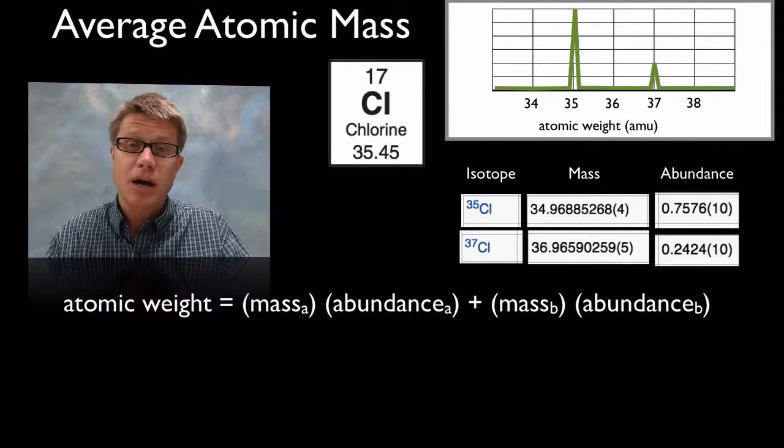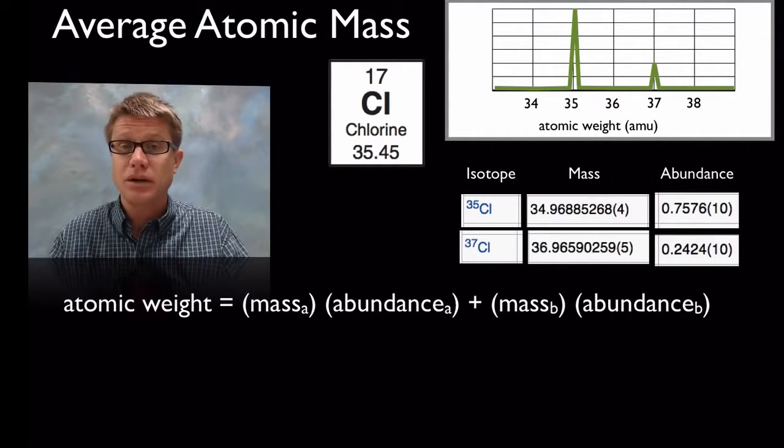Well, that average atomic mass, sometimes referred to as the atomic weight, is simply going to be the mass times the abundance plus the mass times the abundance. And so in this case, since we only have 2 isotopes, we're just going to have 2 values here. But if we had a lot of isotopes, we're just going to have more mass times abundance. We just add on like that.